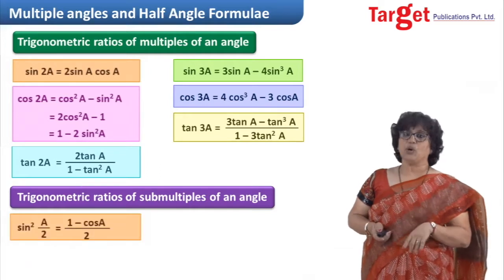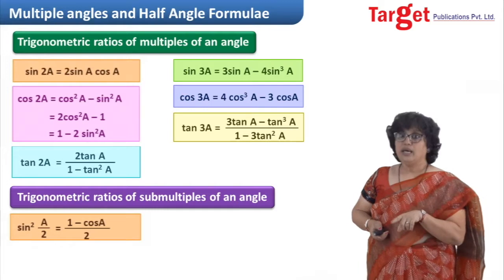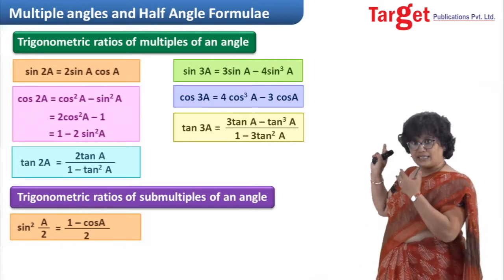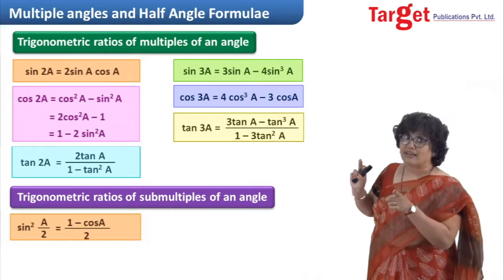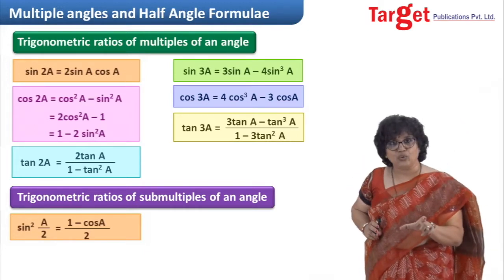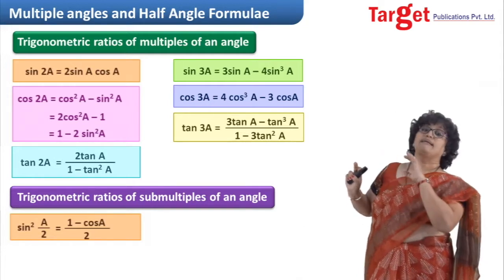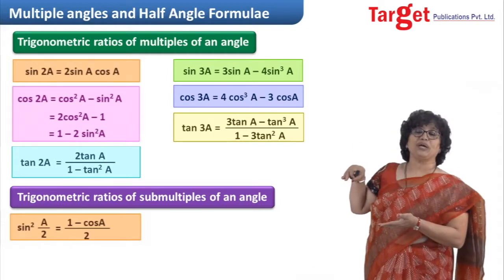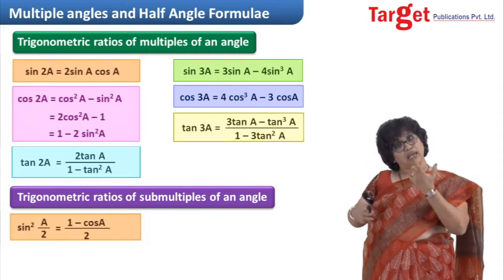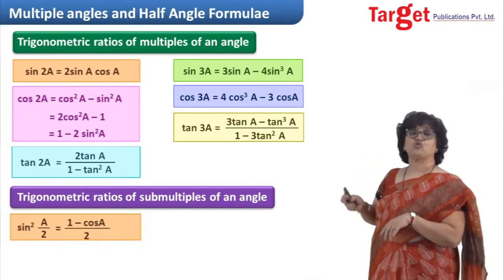Sine square A by 2. Actually, sine square A by 2 equal to 1 minus cos A whole divided by 2 could have been written as 2 sine square A by 2 equal to 1 minus cos A. If you wish, you can do that way also. Realize this, that is nothing but the formula of cos 2A where you are replacing A by A by 2. So sine square A by 2 can be obtained from that cos 2A formula.